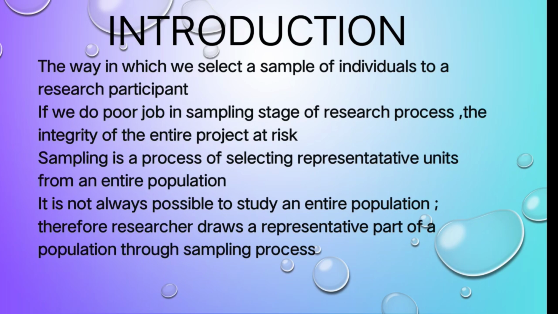Sampling is a process of selecting representative units from an entire population. It is not always possible to study an entire population. Therefore, a researcher draws a representative part of a population through a sampling process. So when a researcher wants to study a particular population, he cannot do a study of the whole population. Rather, he will select some representatives from that population. That is known as a sample. Whatever result we get from that sample can be generalized to the whole population. In simple terms, that is known as sample and sampling technique.